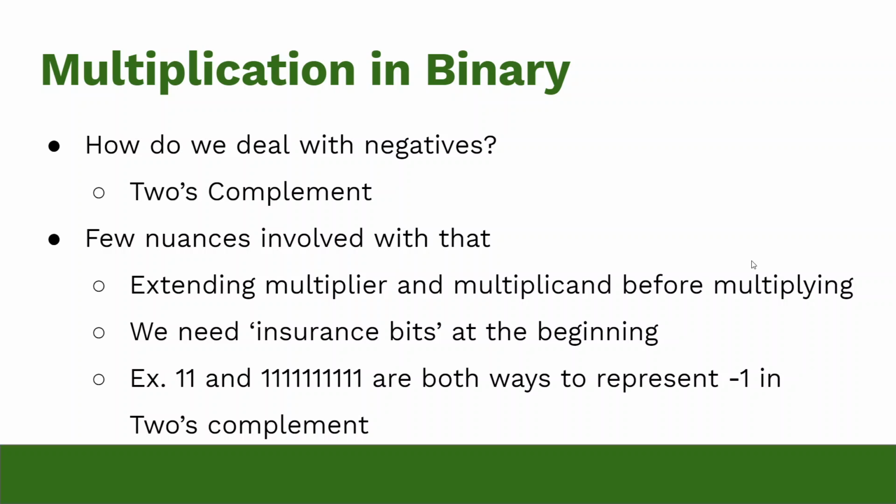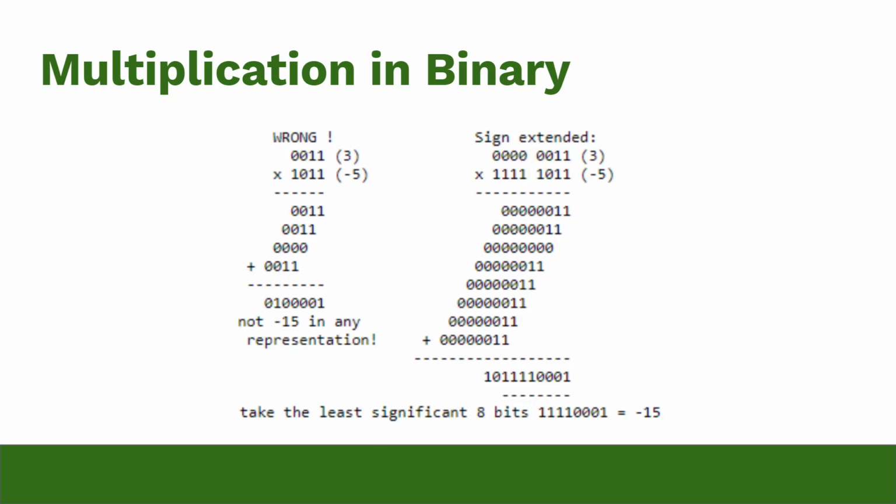There are a few nuances involved with that, right? Other than the regular 2's complement business you're familiar with, the flipping the bits and adding one, we need to extend the multiplier and the multiplicand before multiplying. Yeah, that's a lot of mult. And the reason we do that is we need these insurance bits to make sure 2's complement kicks in, right? I think you'll understand a little more when we take a look at this example. So I'm going to flip it over to that.